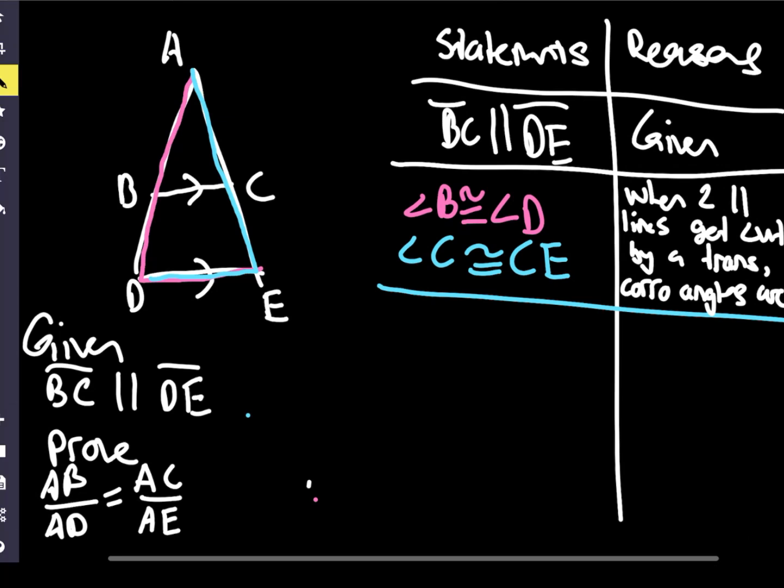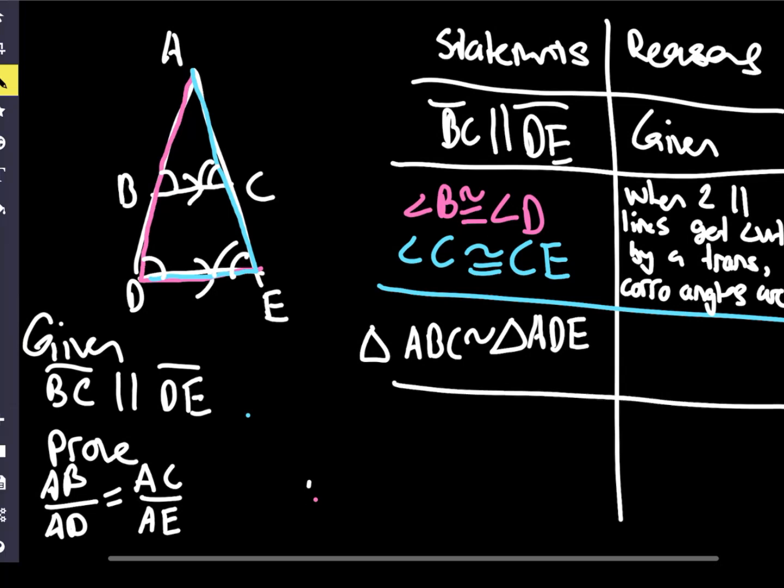So whenever you're writing a proof, you don't have to say the exact wording that teachers give you; you can paraphrase the idea. As long as you say the general idea, you're good, okay? So when two parallel lines get cut by a transversal, corresponding angles are congruent. So we have this angle congruent to this angle, and this angle congruent to this angle. Well, guess what? This triangle has two angles, and this triangle has two angles. Triangle ABC is similar to triangle ADE. And this is because of angle-angle similarity.